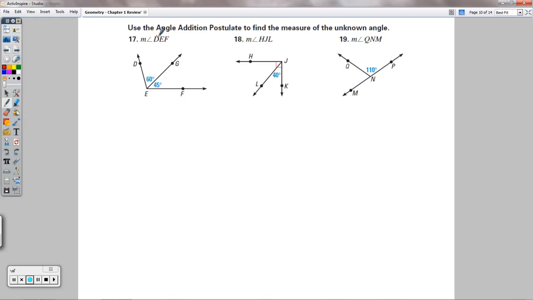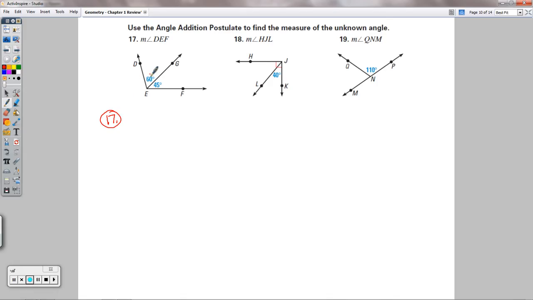It says use the angle addition postulate. Remember the angle addition postulate. Hopefully you remember what that says. It just says that if you have two angles that are adjacent, meaning they share a common side, a common ray like these two do, you can just add the measures together to get the whole angle, to get the big angle. So let's use the angle addition postulate to find the measure of the unknown angles here.